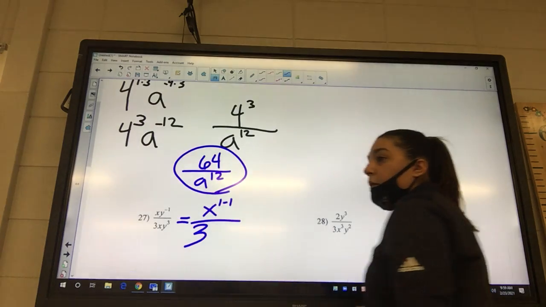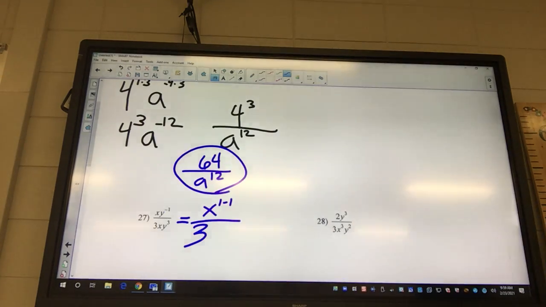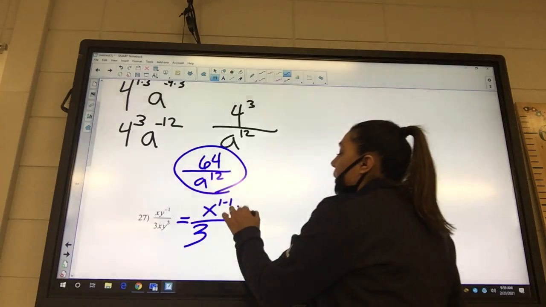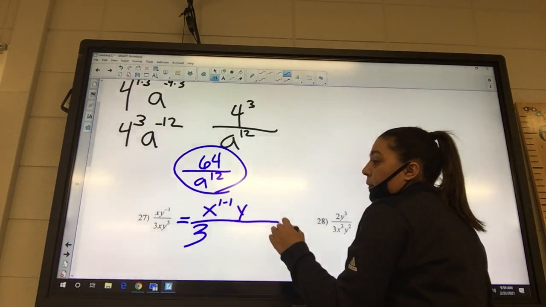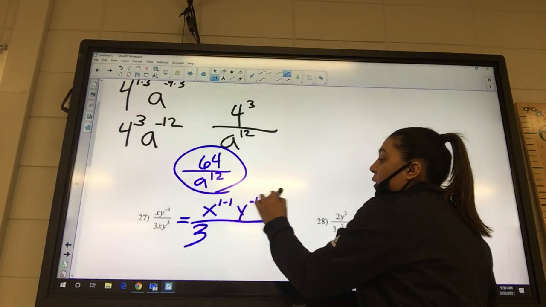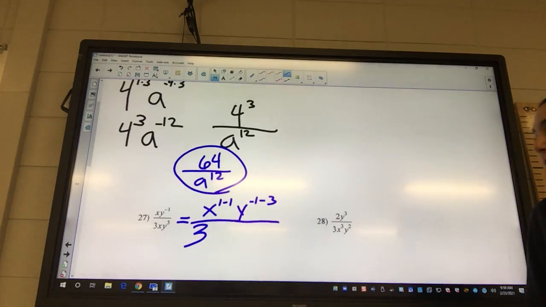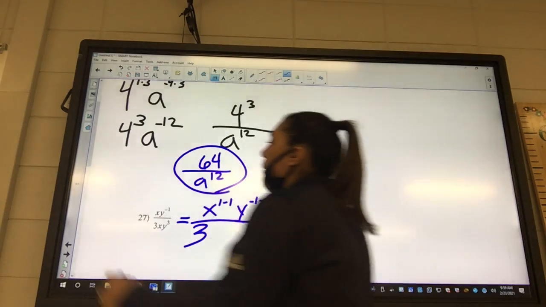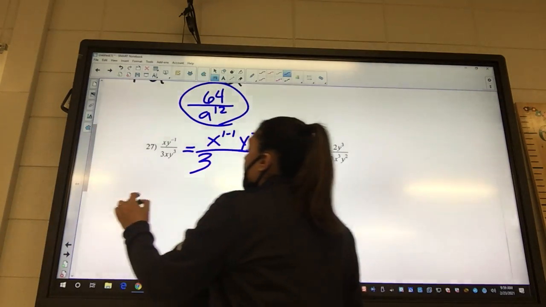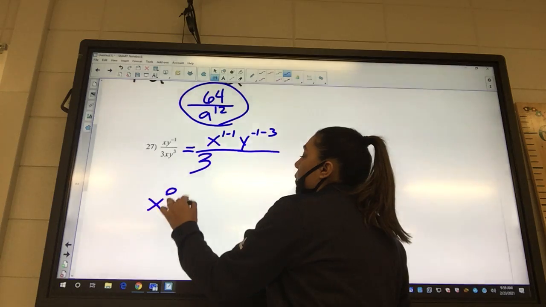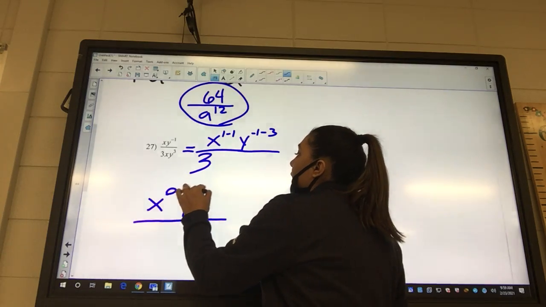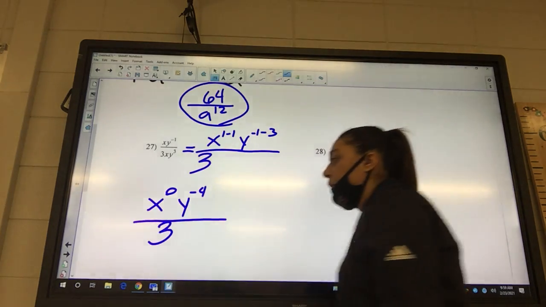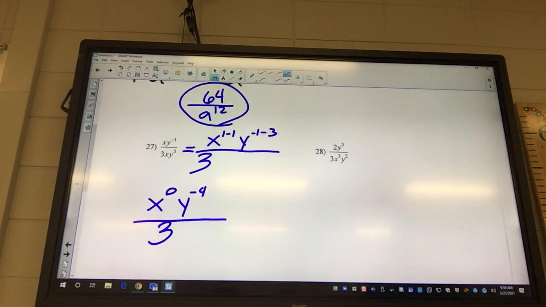X to the 1 minus 1. Y to the negative 1 minus 3. Okay, what is 1 minus 1? X to the 0, y to the negative 4 over 3. Okay, what is x to the 0? It's 1 or it can cross out.